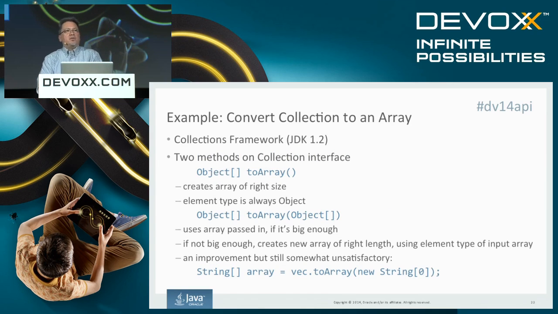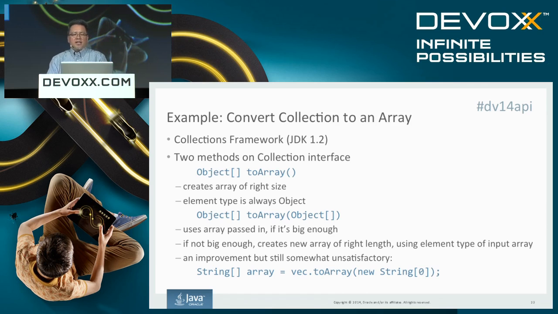All right, in JDK 1.2, the collections framework was introduced, and new APIs were introduced to try to address this problem. There are two methods on the collection interface. There's one called toArray with no arguments. That puts the responsibility for creating the array onto the library side. So the library knows how long to create the array, and we're not going to get any exceptions out of this if the array is too short, because presumably the library is implemented correctly. But the library doesn't know what element type to use in creating the array, and so it's always going to return an array whose element type is Object. So that's the problem with this first one.